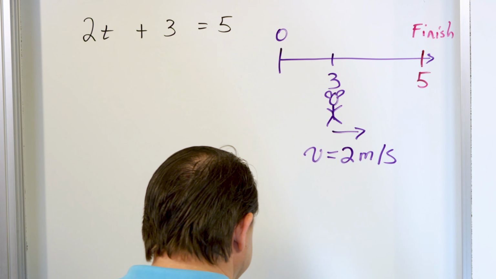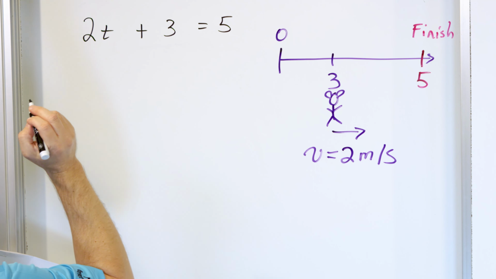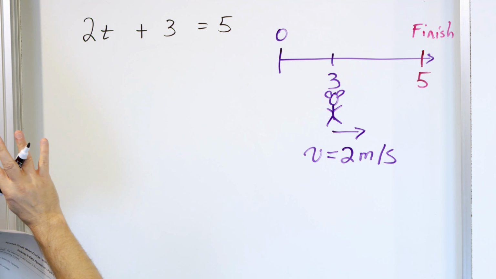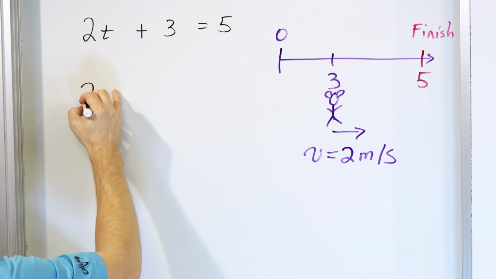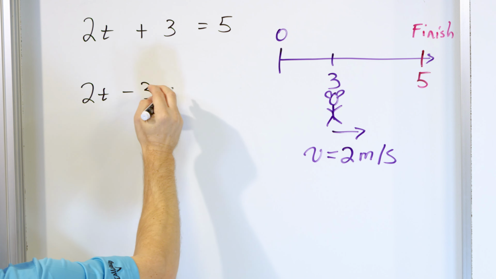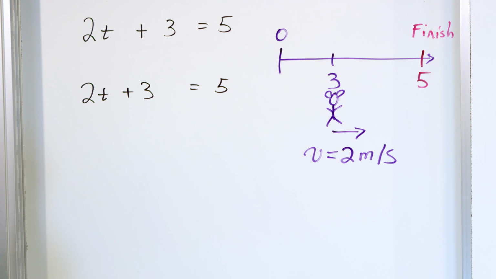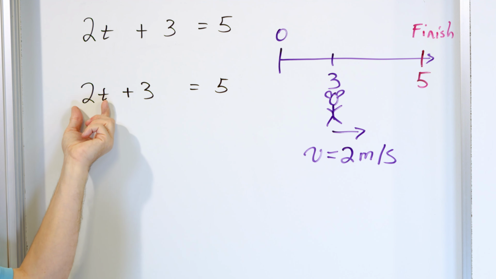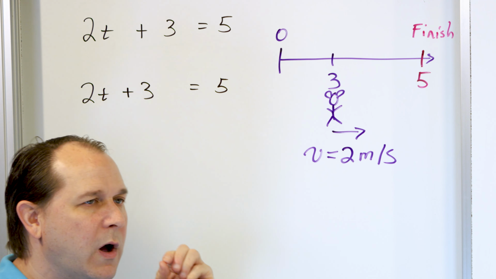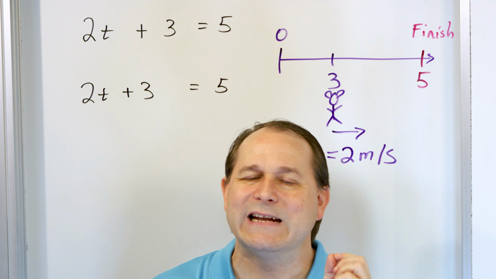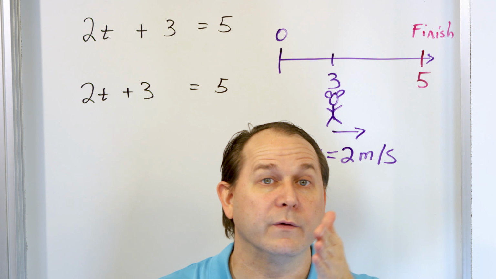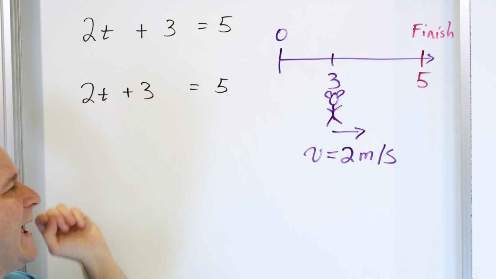So how do you do this? Let's rewrite it, and we're going to solve it correctly, and then I'm going to show you how to avoid problems. If you have 2 times t plus 3 is equal to 5, we have to do this in steps. We have 2t plus 3. We want to get t by itself. We cannot do it in one step because we're multiplying by 2, but then we're also adding 3.